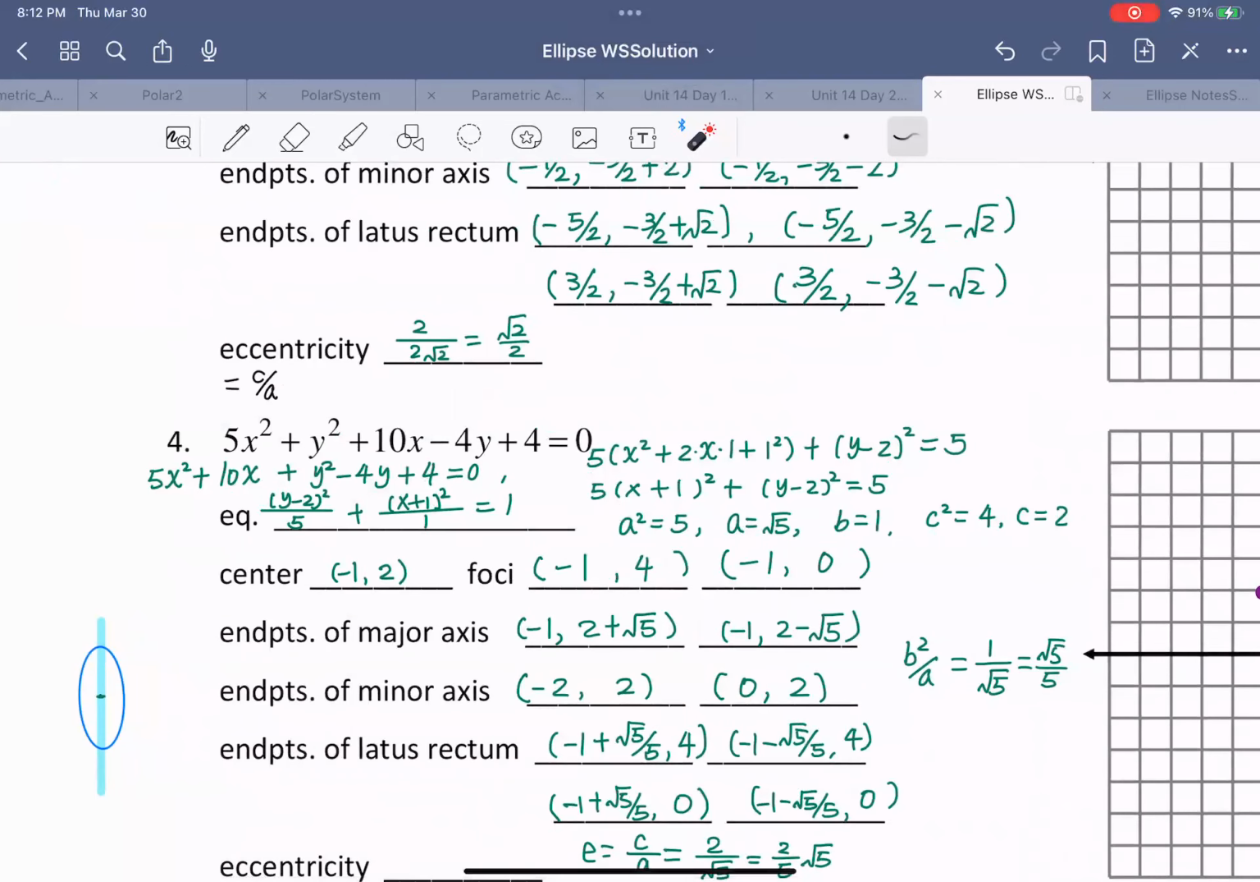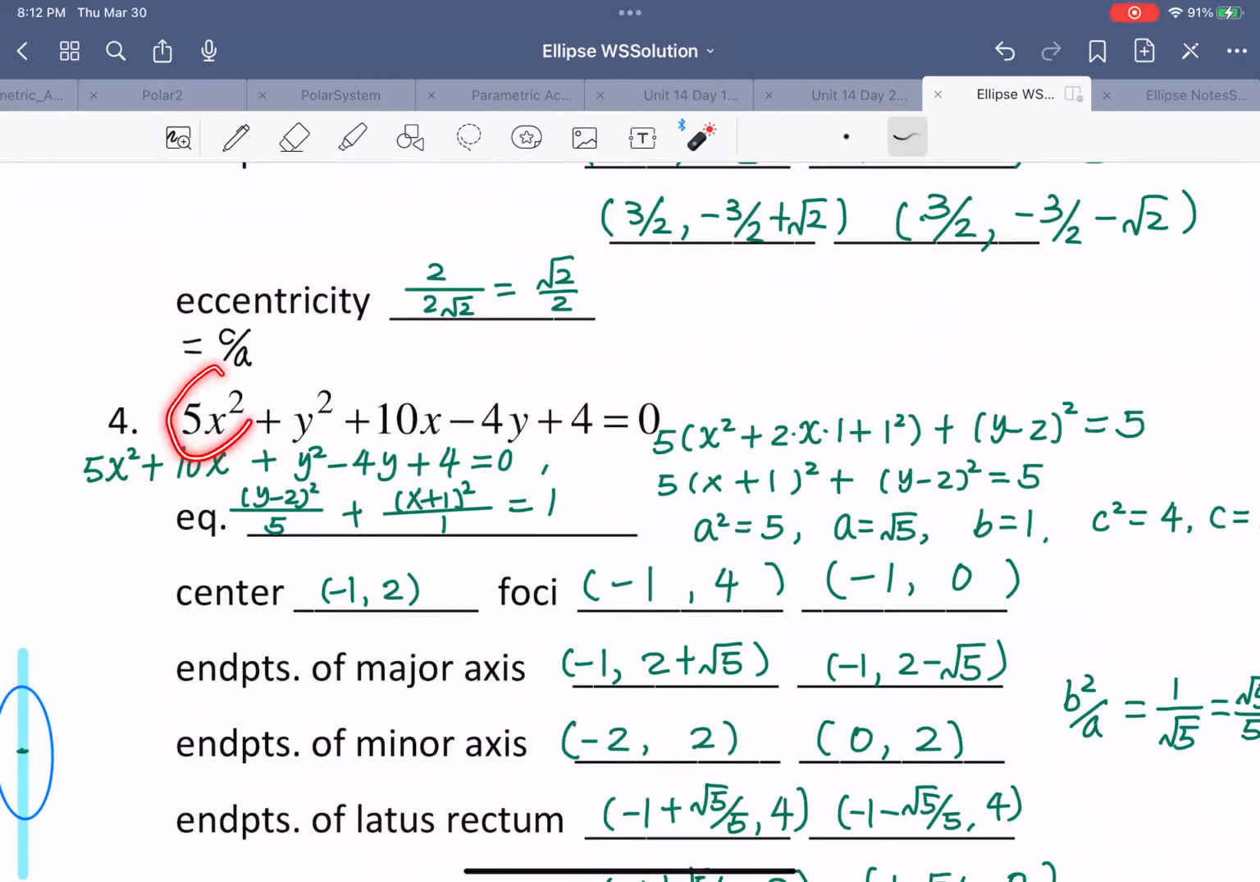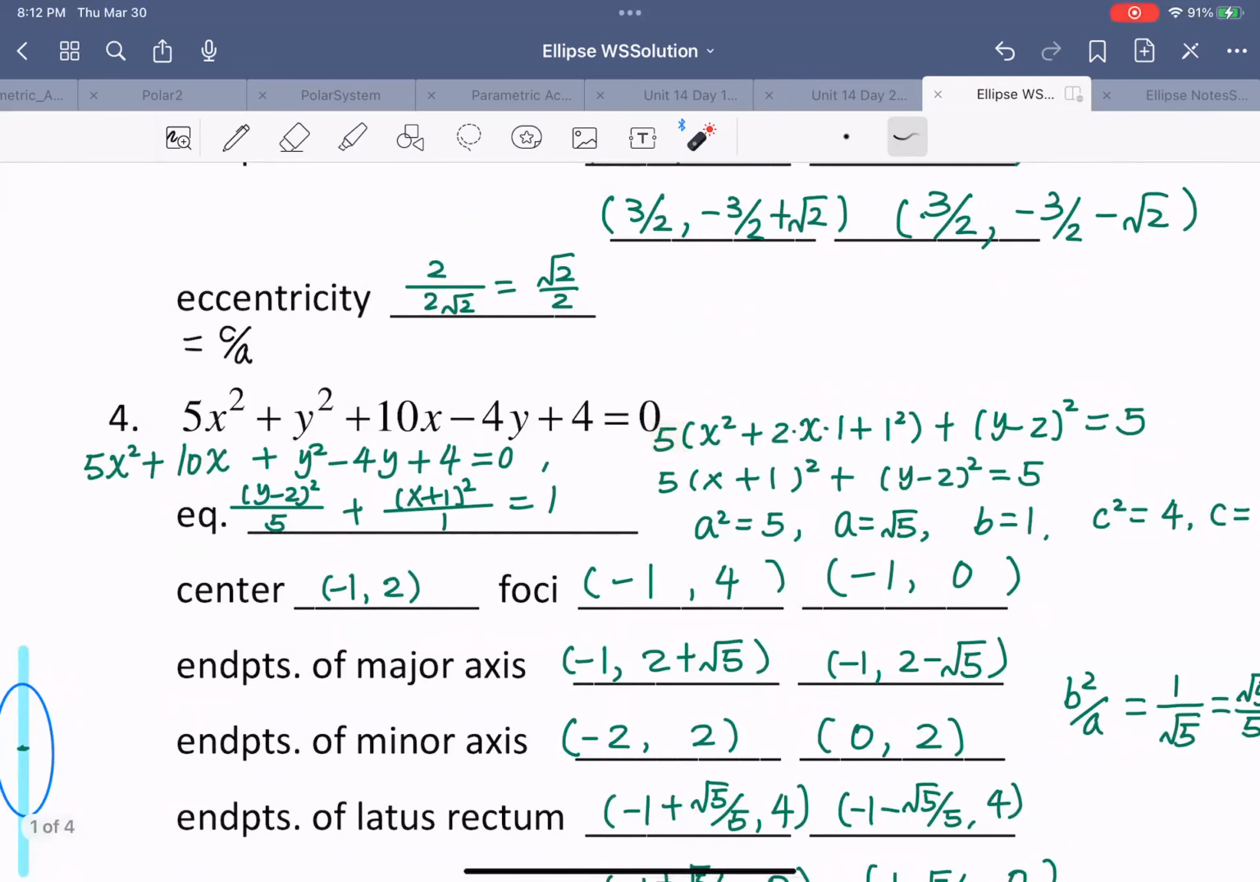So I try completing the square. Here I take out the terms that belong to x. So this is 5x squared plus 10x. And then here y squared minus 4y plus 4. When I want to complete the square, I first take the 5 out. When I take the 5 out, I have x squared plus 2x times 1. It's 2x, but I would like to write down 1 because this clearly tells me the b value. So I will plus this 1 squared. So far, so good.